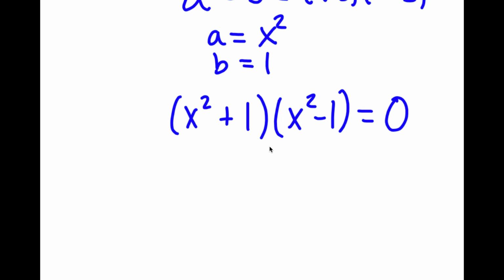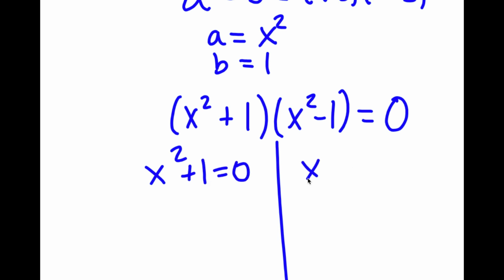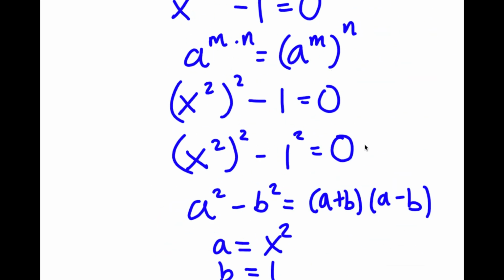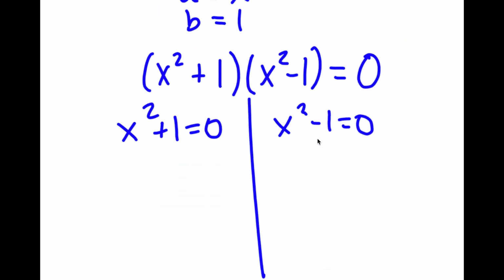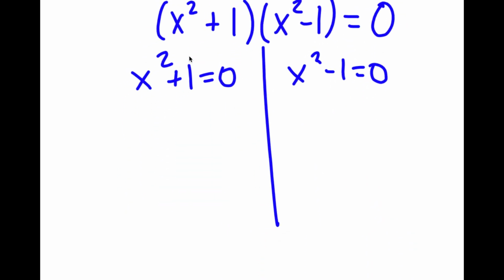This actually gives me two equations. I have x squared plus 1 is equal to 0, and I have x squared minus 1 is equal to 0. So for x squared plus 1 equals 0, I'm going to start by subtracting 1 on both sides. So these two cancel out, and I get x squared is equal to negative 1.